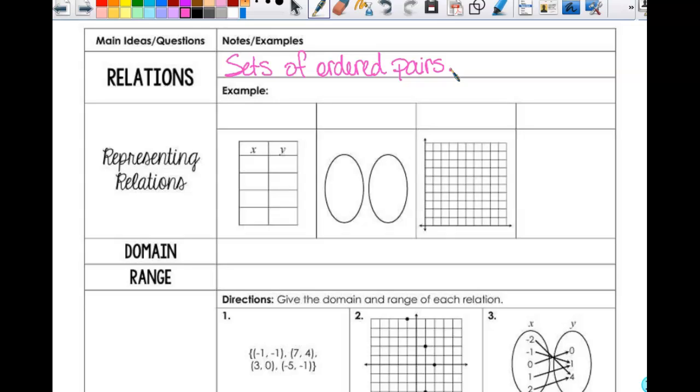All right, so an example could be like (-2, 3), (4, 0), (2, 7). There's a set of ordered pairs. That's a relation.